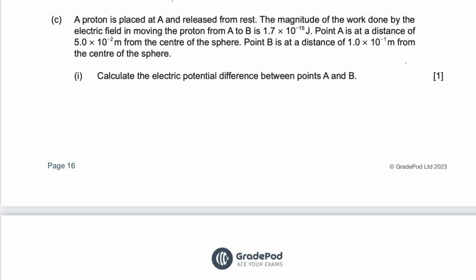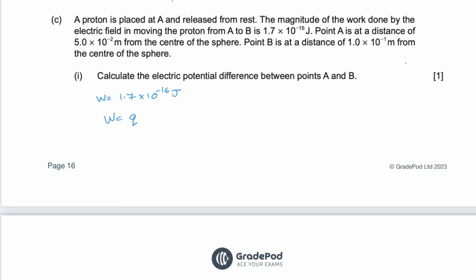C. A proton is placed at A and released from rest. The magnitude of the work done by the electric field in moving the proton from A to B is 1.7 times 10 to the minus 16. Point A is at a distance of 5 times 10 to the minus 2 from the centre of the sphere. Point B is a distance of 1 times 10 to the minus 1 from the centre of the sphere. C1. Calculate the electric potential difference between points A and B.